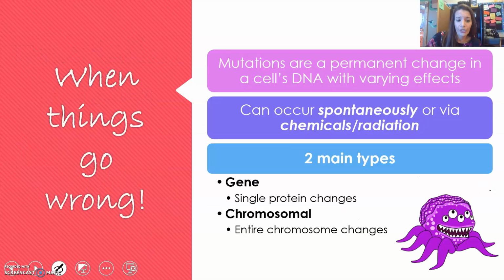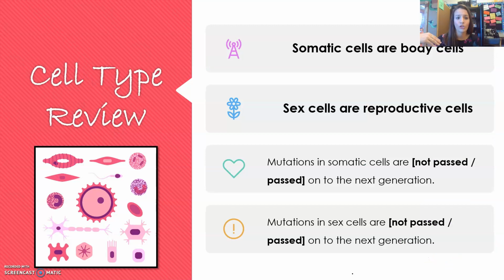So now, unfortunately, things can go wrong. Mutations can happen, and mutations are permanent changes in a cell's DNA, but they don't always have drastic effects. Sometimes it's very minor, and sometimes it's silent or not noticeable at all. These can occur both spontaneously or with chemicals and radiation. There are 2 main types: the gene and then the chromosomal. The gene is going to be a single protein change, while the chromosomal is that entire chromosome changing.